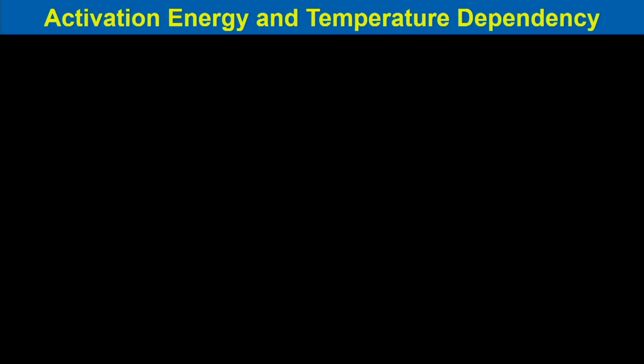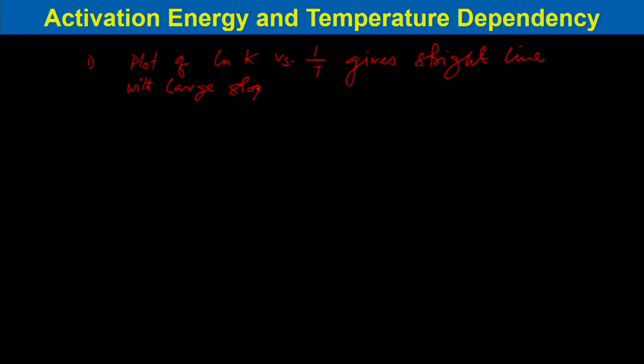Now, activation energy and the temperature dependency. From the Arrhenius plot, it can be seen that the plot of ln k versus 1/T gives a straight line, with large slope for large activation energy E and small slope for small E.